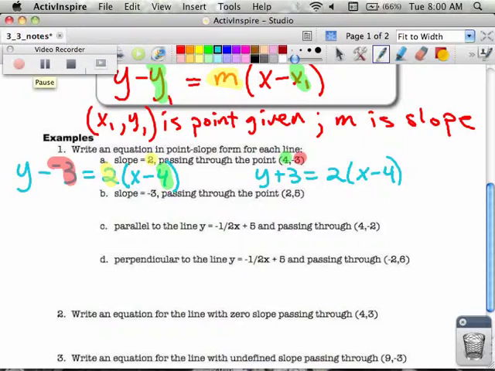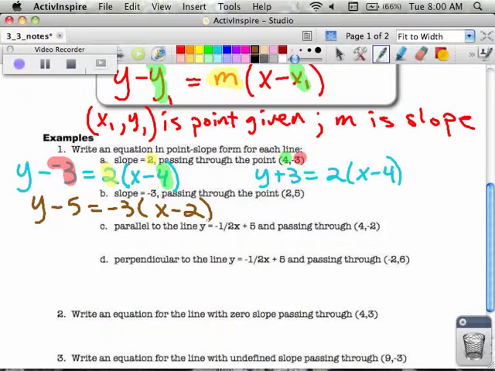Let's talk about the next ones. So in the next one, using the same technique, I'm going to have y minus 5 equals negative 3 times x minus 2. Just make sure you're putting the x's with the x's, the y's with the y's, and the slope in front of the parentheses. If you guys have any questions at any point in time, just give me a holler. What's different about letter C?